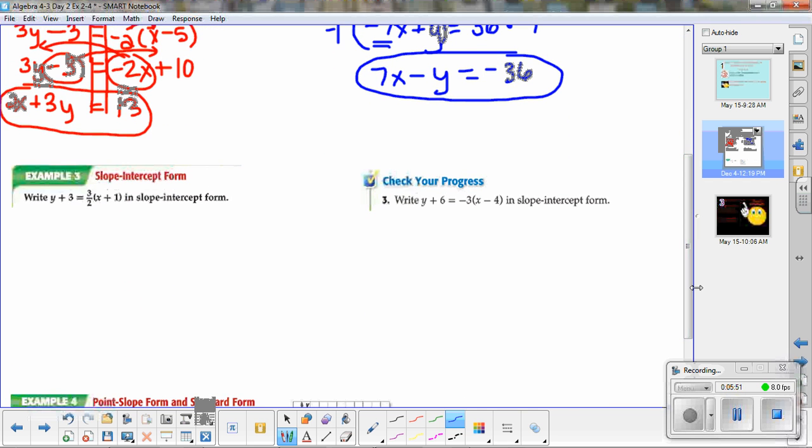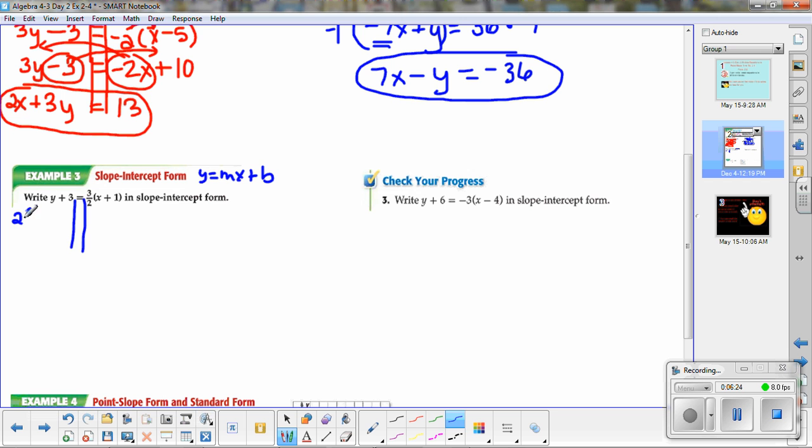Next example, this time we're going to change it to slope-intercept form. So we want it to be in the form of y equals mx plus b. We can start out by either doing distributive property and multiplying everything by 3/2 x, or if you want to get rid of that fraction, remember you can multiply both sides by that denominator. So let's go ahead and multiply both sides by 2.